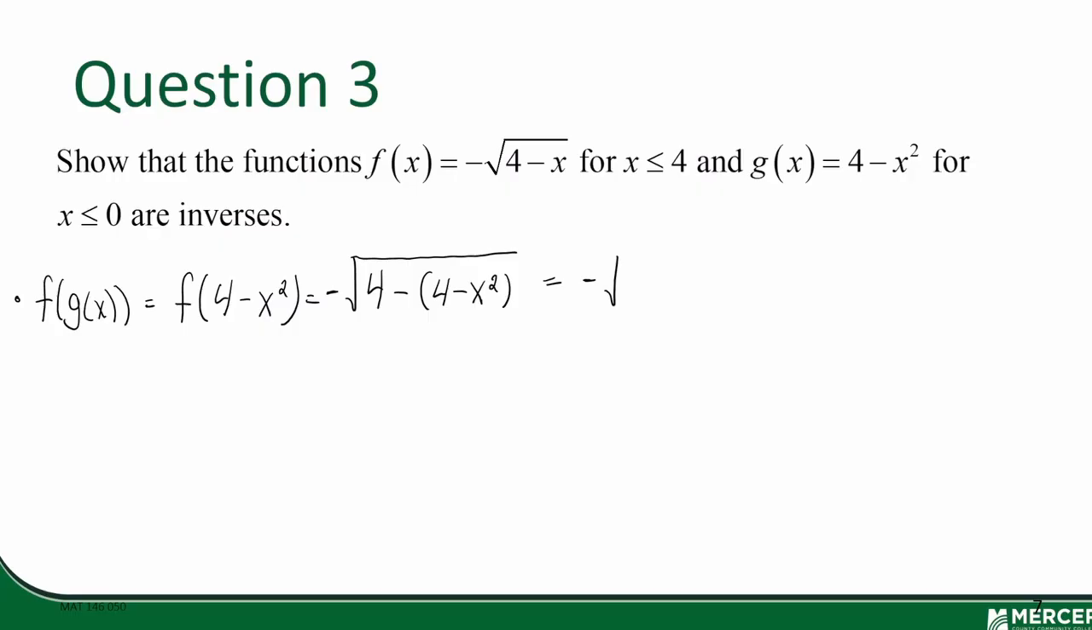4 minus 4, 0. We're left with minus negative x squared, which is just positive x squared. Again, square root of x squared is absolute value of x, negative square root of x squared is negative absolute value of x, is what we have.